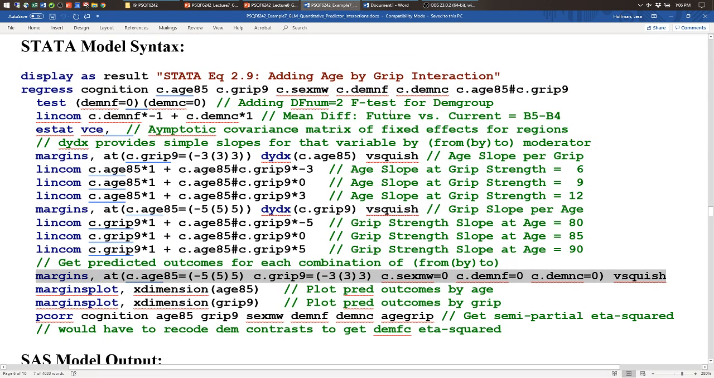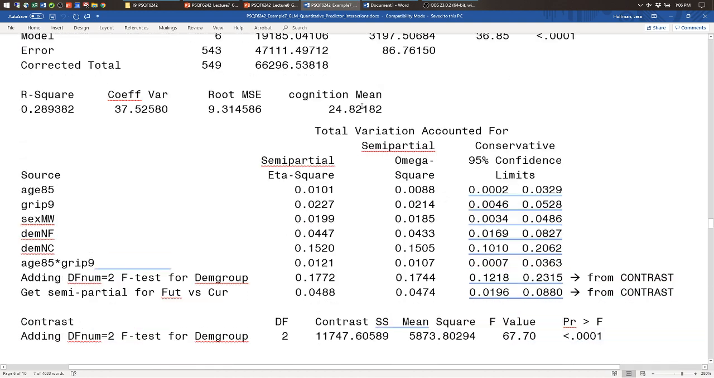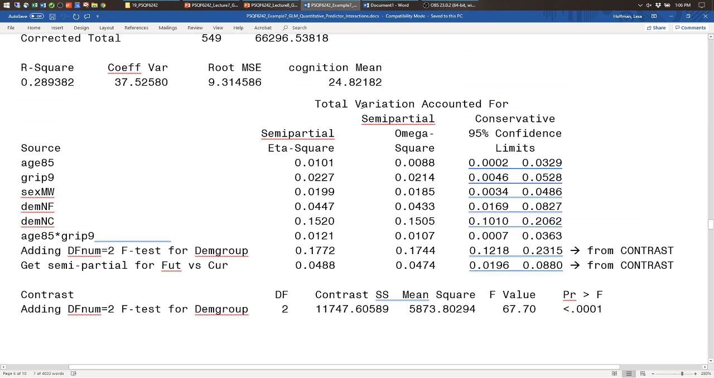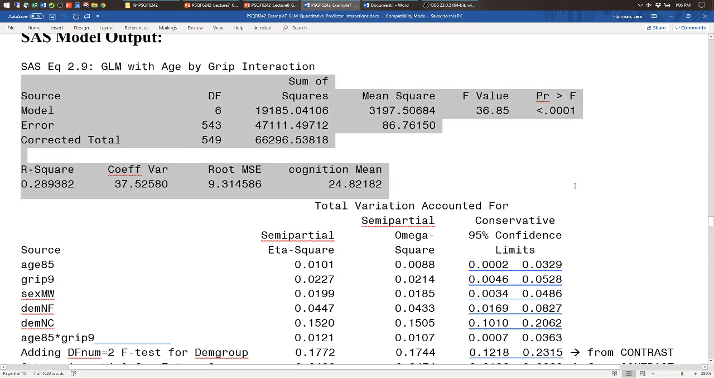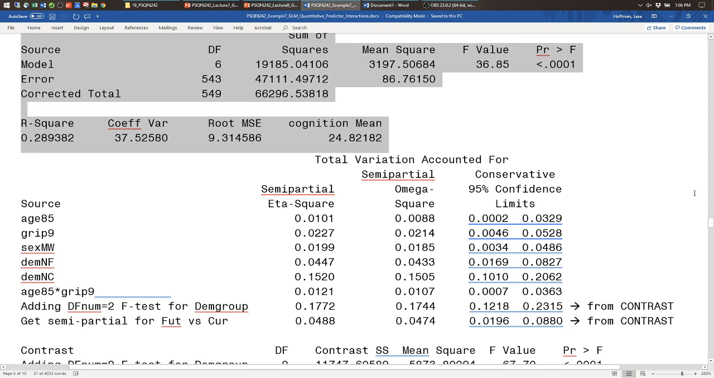Okay, questions? Comments? All right, so then in our results, we looked at various things. So you know this part, right? You'll get a chance to practice it again.